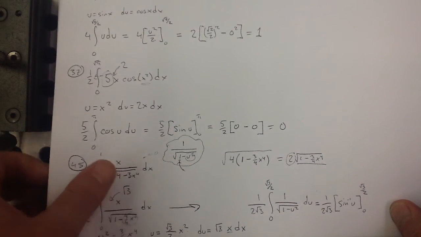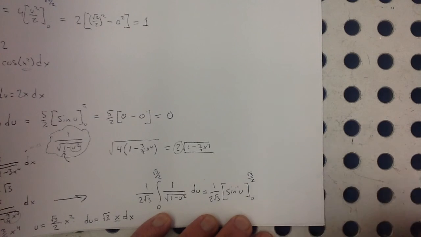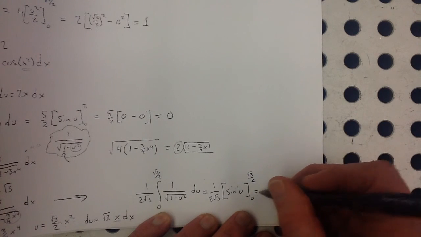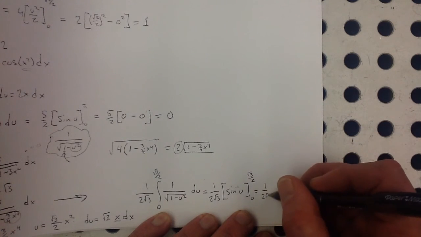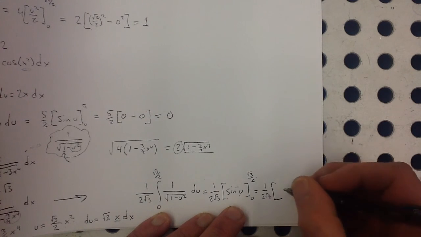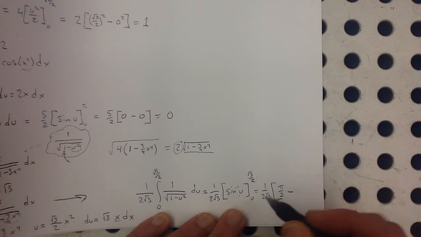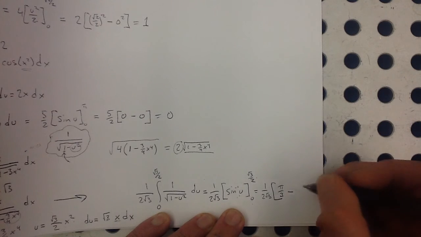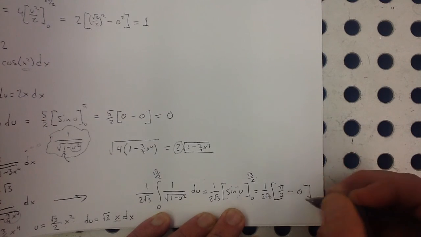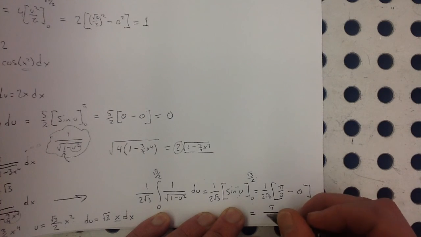So, almost there. That's 1 over 2 square roots of 3 times the sine inverse of the square root of 3 over 2, which is pi over 3, minus the sine inverse of 0, which is 0. So we get a final answer of pi over 6 square roots of 3.